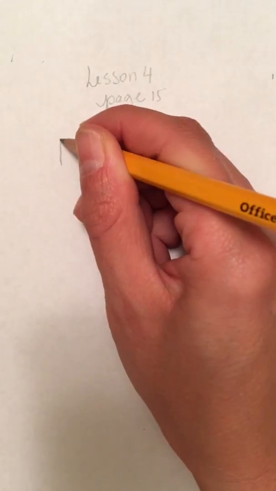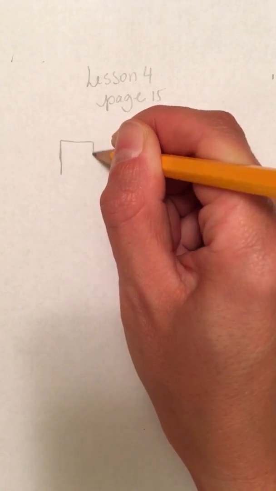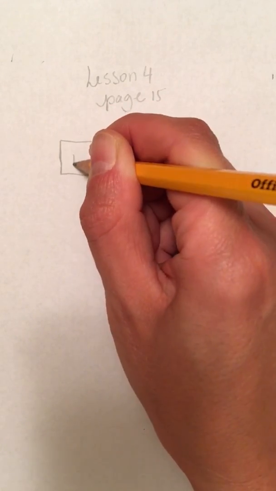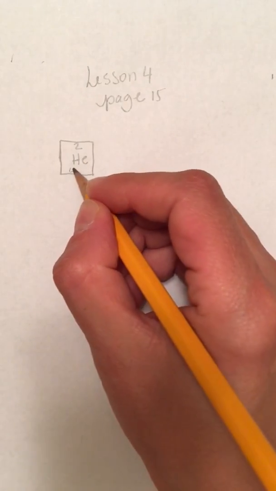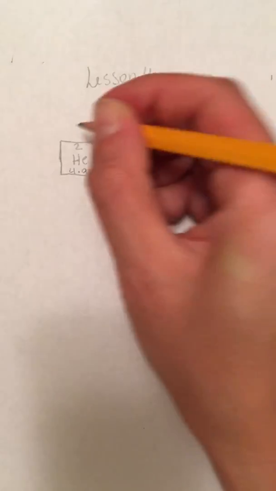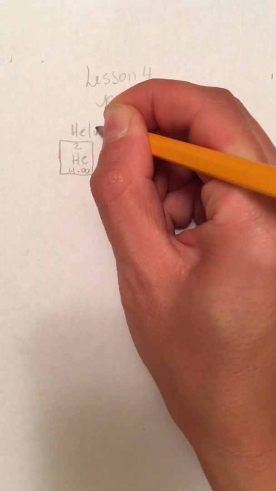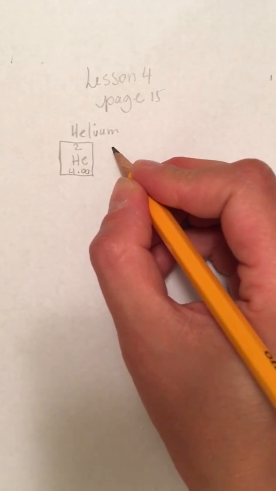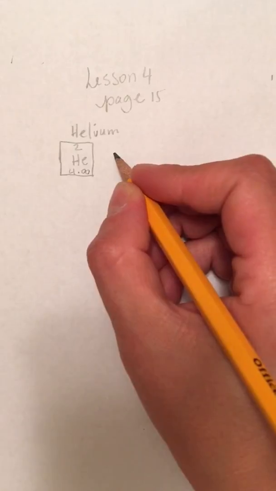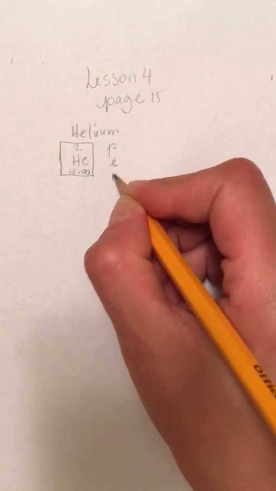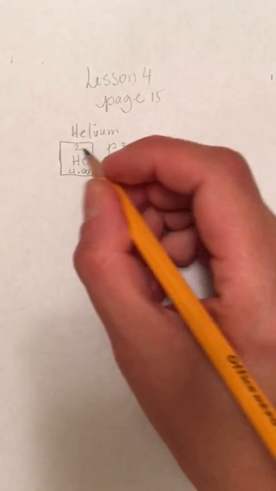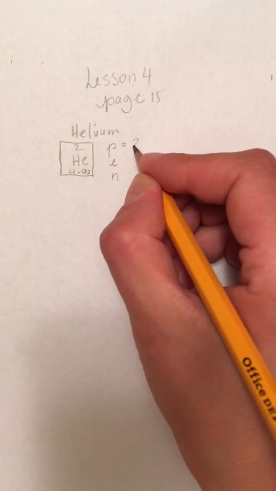Alright, so the first example that I'm gonna do is helium. If you look at the periodic table, there's 2 on the top and then 4 at the bottom for helium. The name is helium. The first step in drawing a Bohr diagram is determining the number of protons, neutrons, and electrons. So I'll just do it over here on the side: protons, electrons, and neutrons. The number of protons is the number at the top, the atomic number, which is 2.